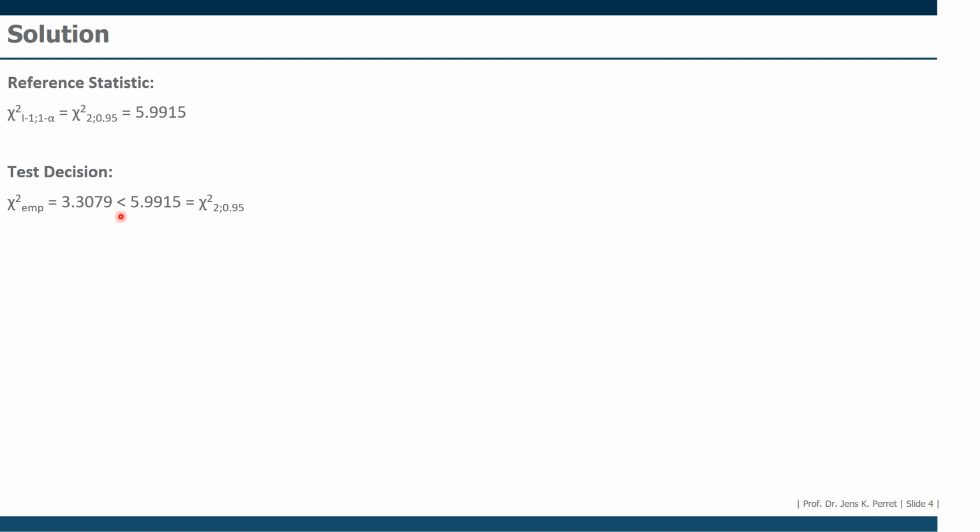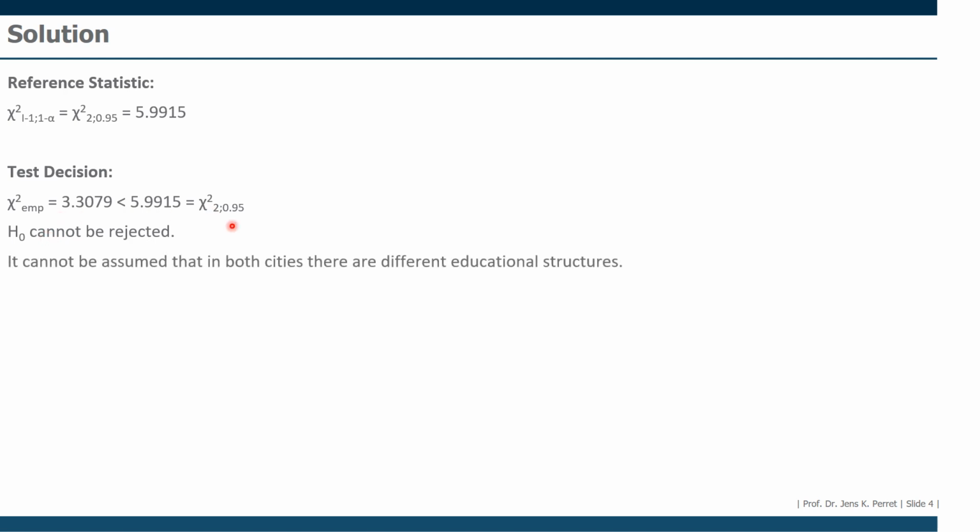Here I see that the reference value is larger than the test statistic. And whenever this is the case, I cannot reject my H0 hypothesis. The H0 in the case of a homogeneity test is that both samples share the common distribution. Applied to our situation, we can assume that in both cities we have comparable educational structures, or rather, it cannot be assumed that in both cities there are different educational structures.